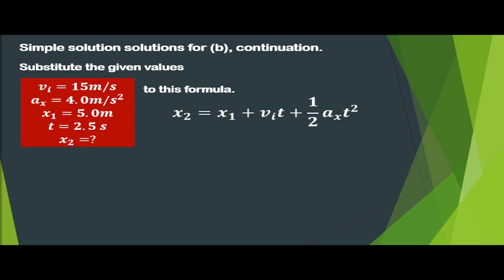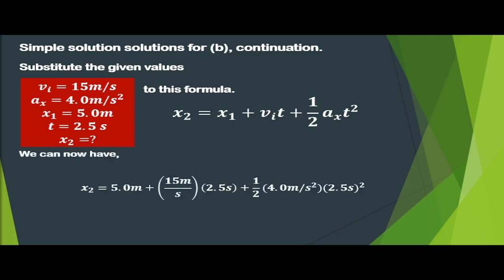We now have x sub 2 is equal to 5 meters plus 15 meters per second times 2.5 seconds plus 1 half times the quantity of 4 meters per second squared multiplied by the quantity of 2.5 seconds raised to the power of 2. This will give us x sub 2 is equal to 55 meters.